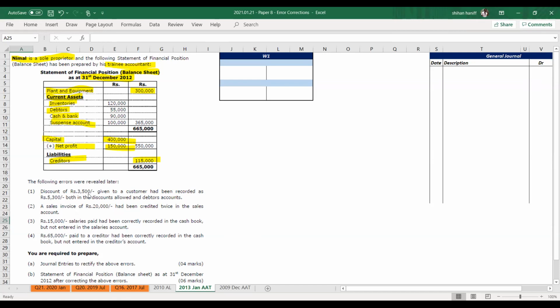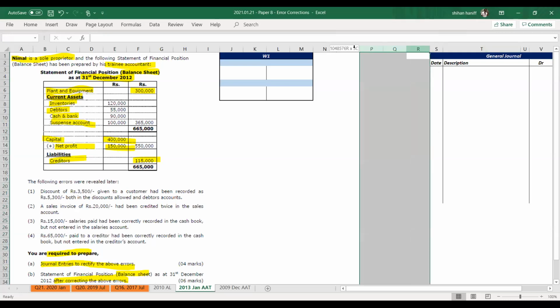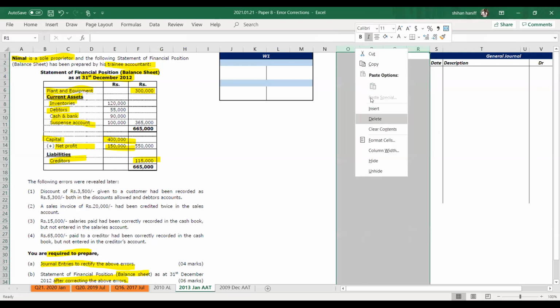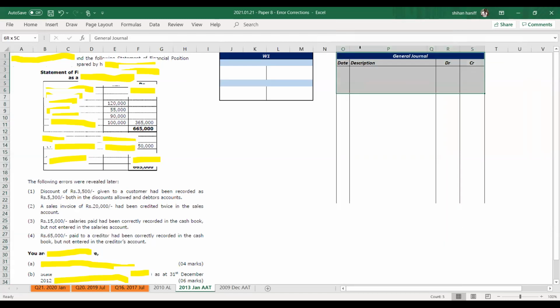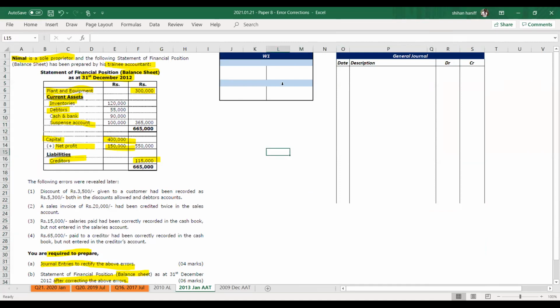The following errors were revealed later. There are 4 errors. Required: journal entries to rectify the above errors and the balance sheet after correcting the above errors. Right, so we need a general journal. So first I will create the general journal: date, description, debit and credit.